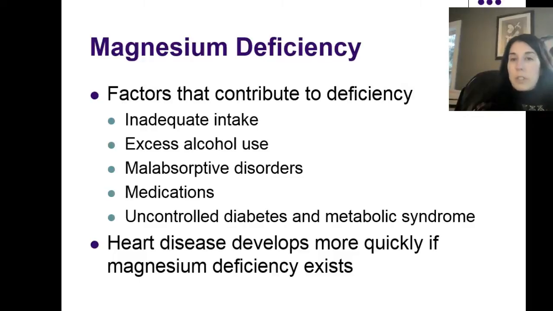Alcohol kind of ruins everything. That interferes with magnesium metabolism as well. Malabsorptive disorders. Certain medications can bind magnesium. And if you have uncontrolled diabetes and metabolic syndrome, that poses a threat to your magnesium homeostasis. Heart disease actually develops more quickly if you have a chronic deficiency, so keep that in mind.